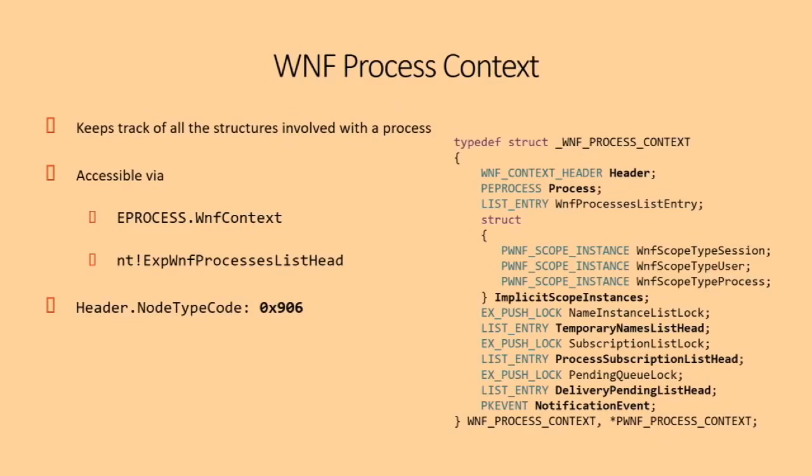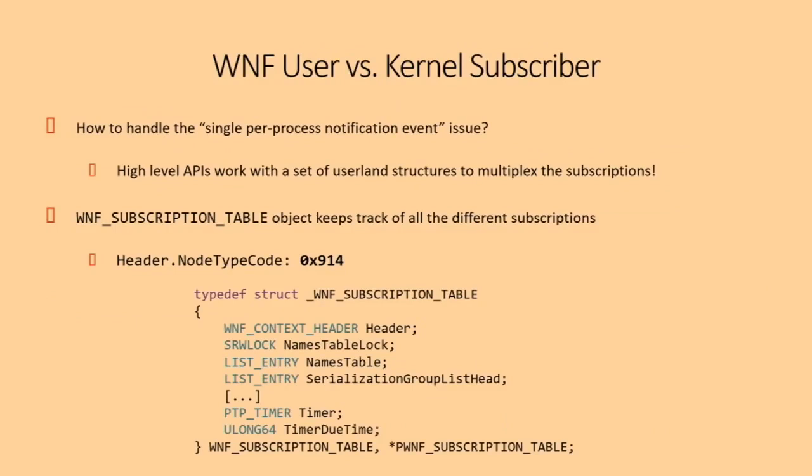So how does WNF manage to circumvent the problem of having only one single per-process notification? Well, when you are using high-level APIs, you're actually dealing with a set of user-land structures. This enables multiplexing of subscriptions. And to keep track of all these different objects, you have the subscription table.